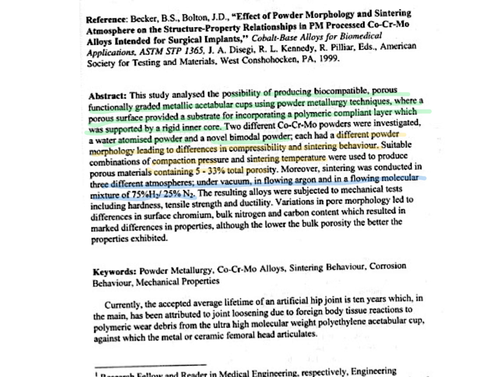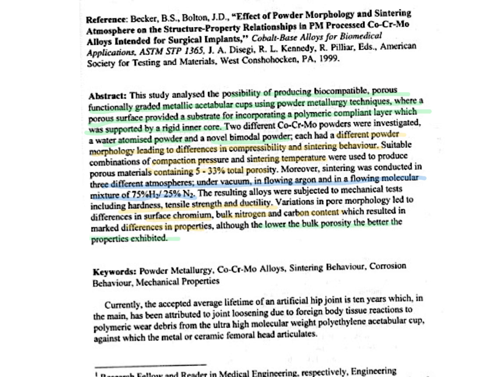And then, as always, you have to look at tests of hardness, tensile strength, and ductility. What did we make? How good is it? What are its properties? Is it suitable for this application in the body? And then variations in surface chromium. We talked about aluminum being volatile. Turns out chromium itself can also be volatile under these circumstances. Nitrogen and carbon content, which you should now know is extremely important in terms of controlling the properties of these materials. And as they verify differences in properties, the lower the bulk porosity, the better the properties exhibited.